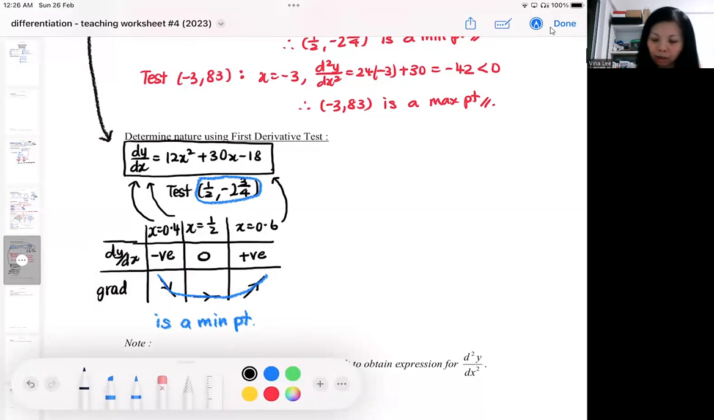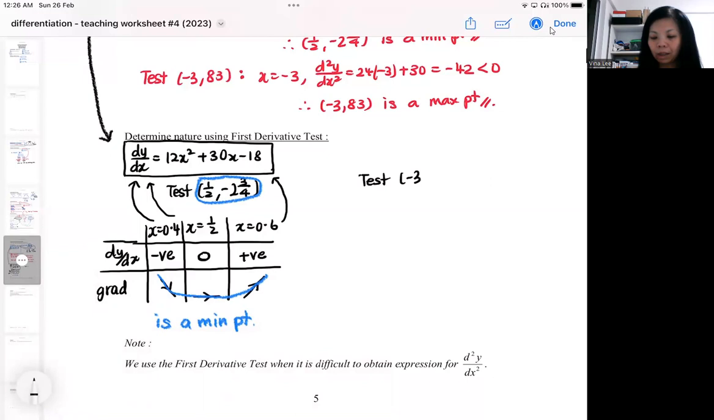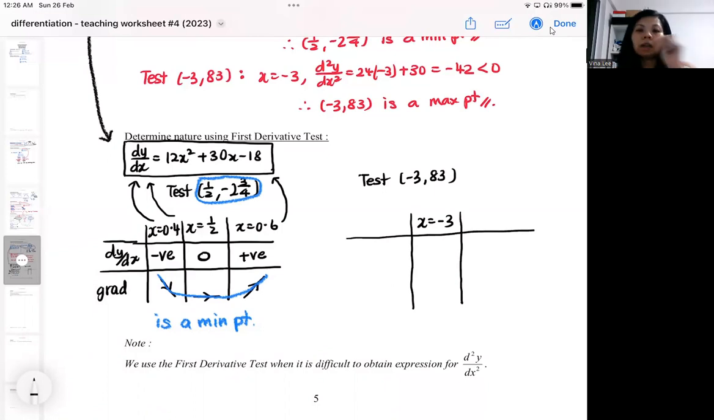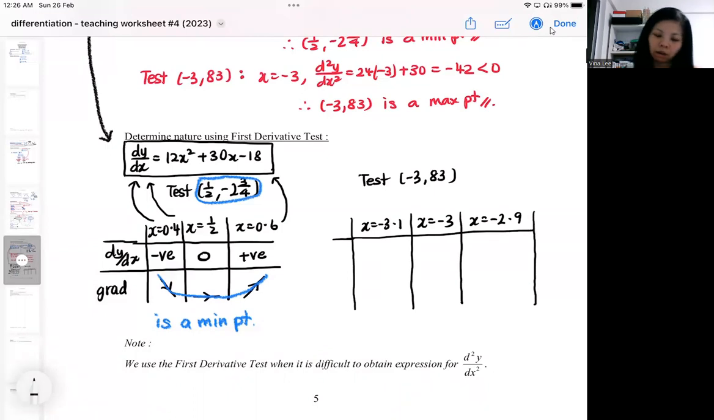Of course, the troublesome part is I need 2 tables. So I need to test another point. When I test another point, I make sure I get the 3 values first. I need a little bit bigger value. Slightly bigger than -3 is -2.9. Don't go and put -3.1, because -3.1 is actually smaller than -3. So on the right side, it is a value that is slightly bigger. On the left side is a value that is slightly smaller.